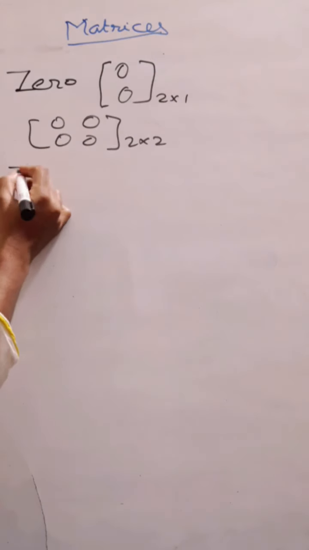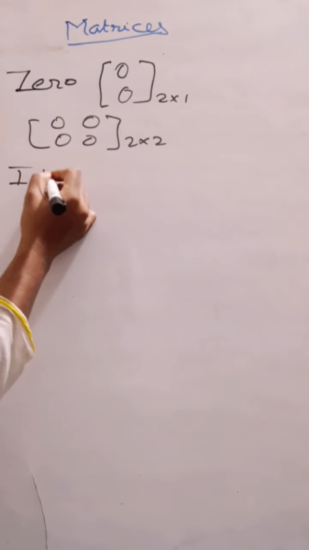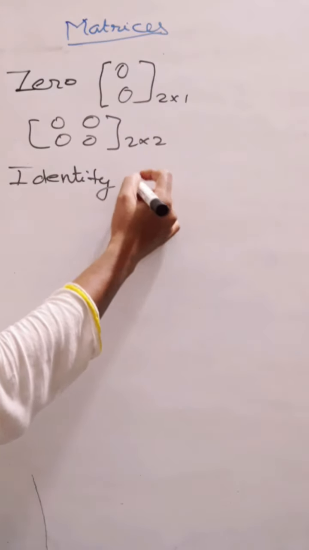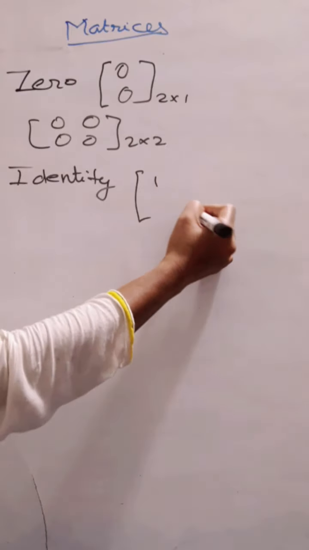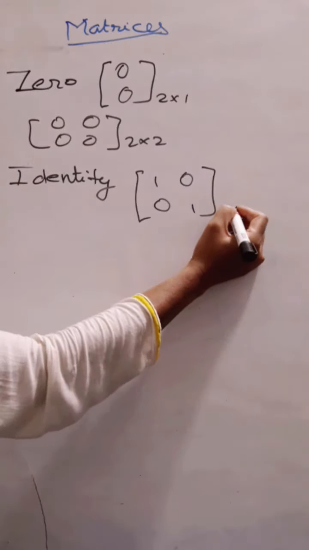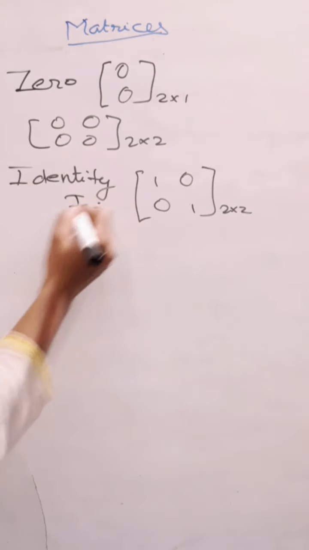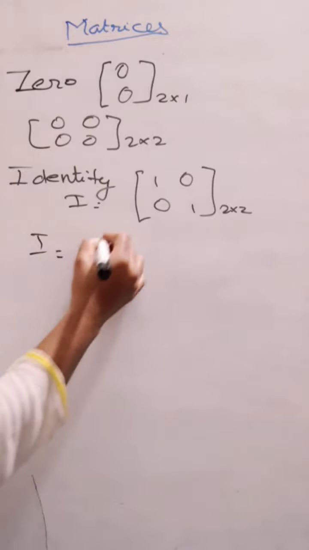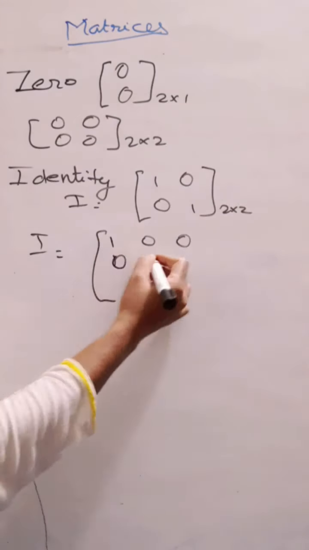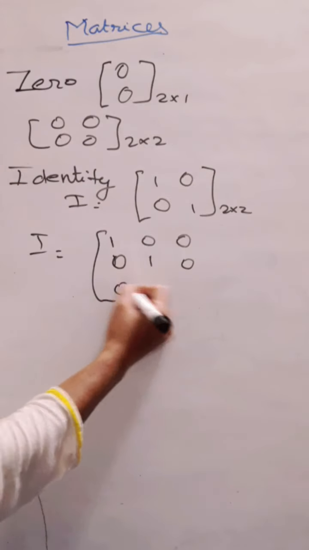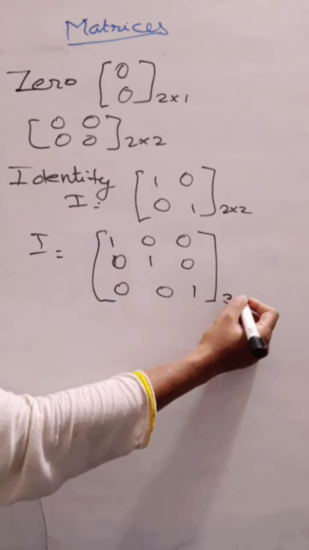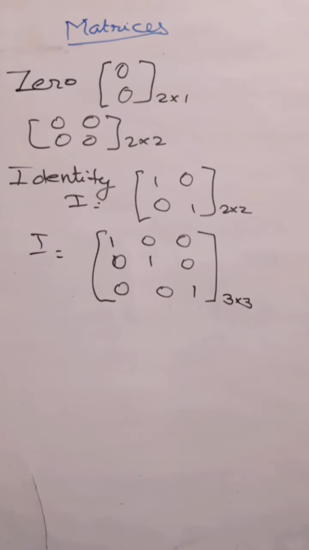Now another is the identity matrix. The identity matrix is very important because many times in board classes it is asked. In an identity matrix only the diagonal elements will be 1, else everything will be 0. Now this is the identity of 2 by 2 and it is denoted with I. If I am taking order 3 by 3, it will be like this way. Only diagonal elements will be 1, else everything will be 0. So this is the identity matrix of order 3 by 3.